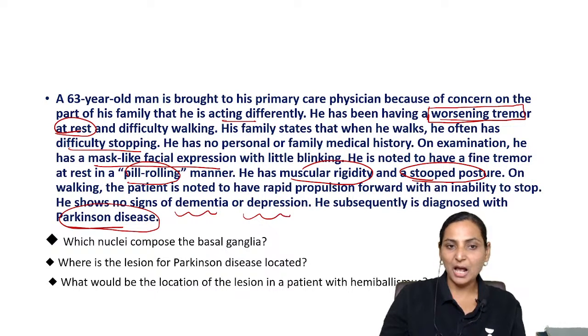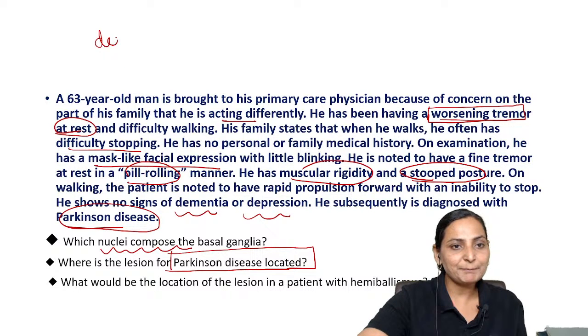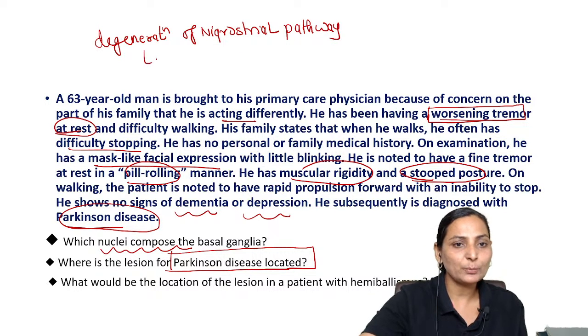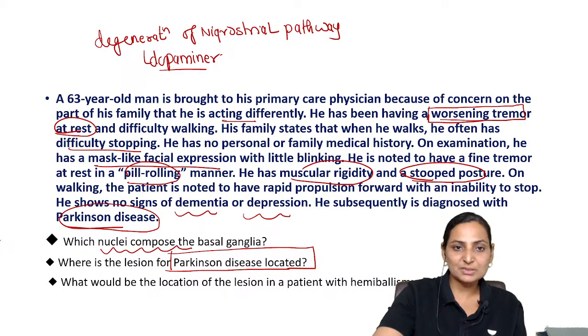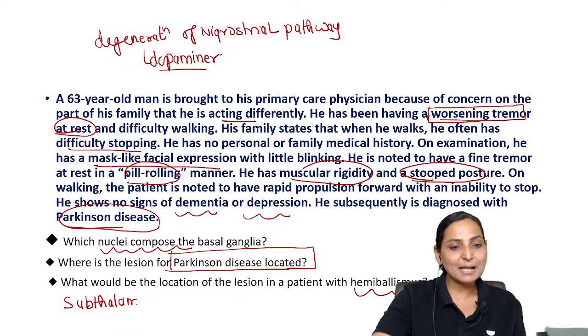So what questions could you be asked in cases of Parkinson's? You may be asked which nuclei are there in the basal ganglia. What is the basis of treatment of Parkinson's? You should know that the basis of treatment is that there is degeneration of the nigrostriatal pathway, the dopaminergic neurons. So there is a decrease in the amount of dopamine. That is what is responsible. So the treatment is going to be dopamine agonists. Then, hemiballismus can take place when there is a lesion of the subthalamic nucleus.